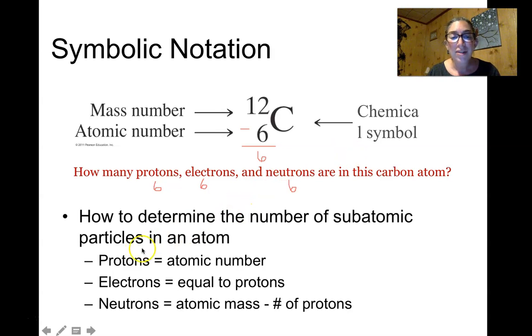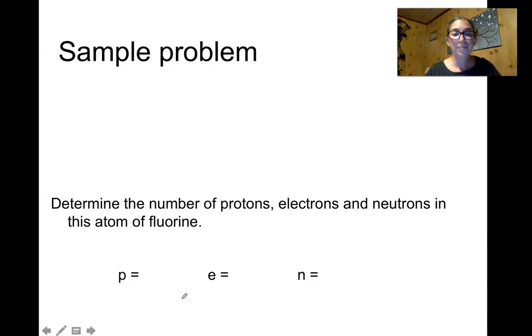These are the rules. The protons equal the atomic number, the electrons equal the number of protons, and the neutrons are not the atomic mass, the mass number, minus the number of protons. We'll talk about what atomic mass is in a minute. It's slightly different than the mass number.